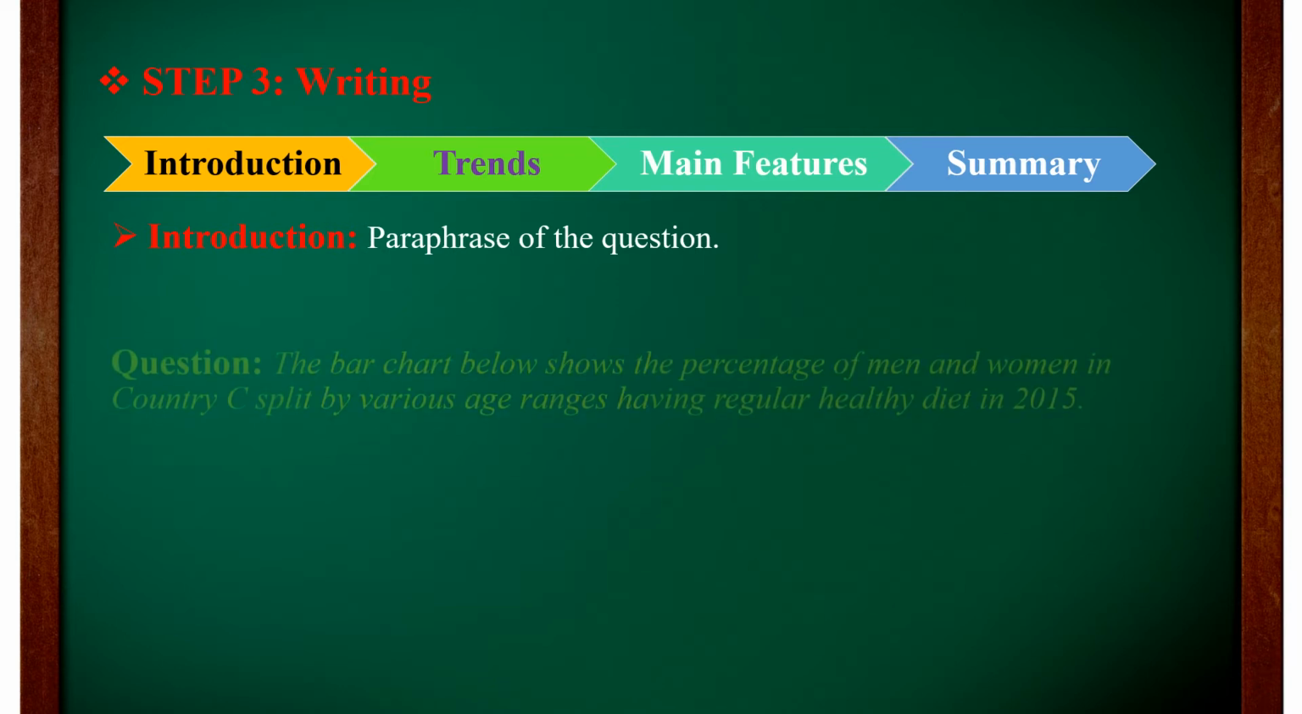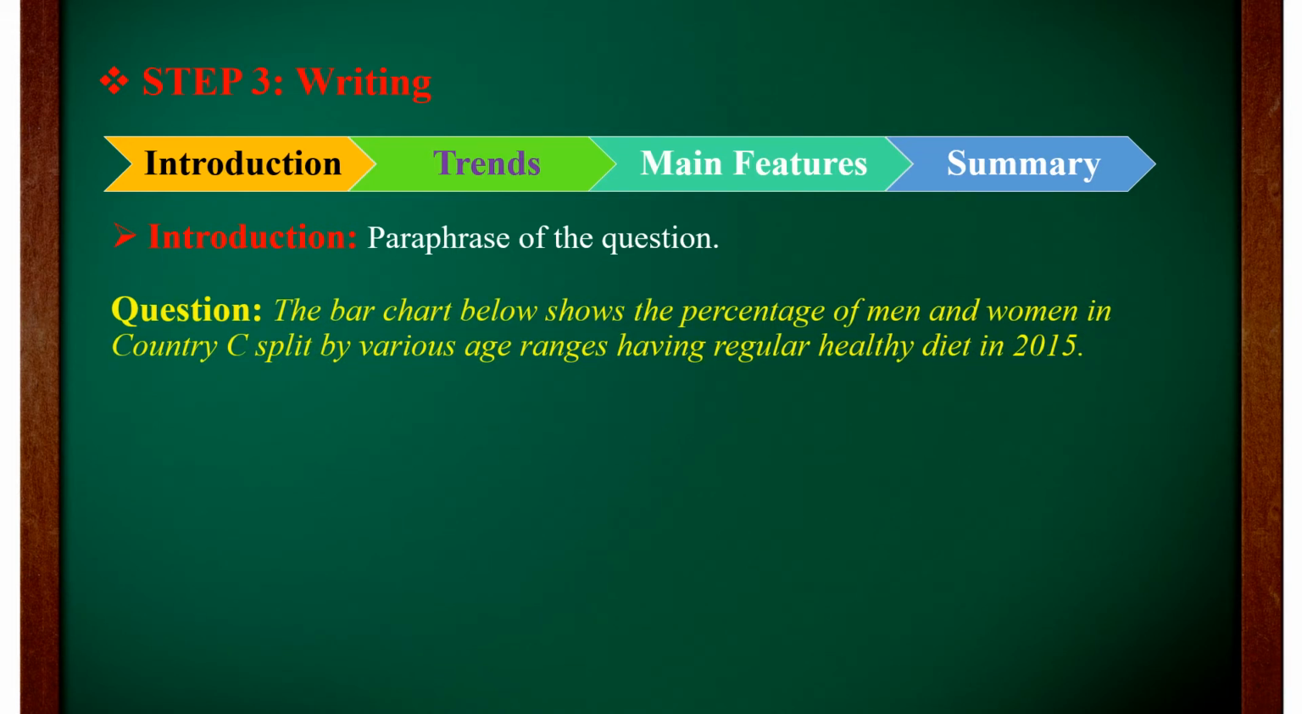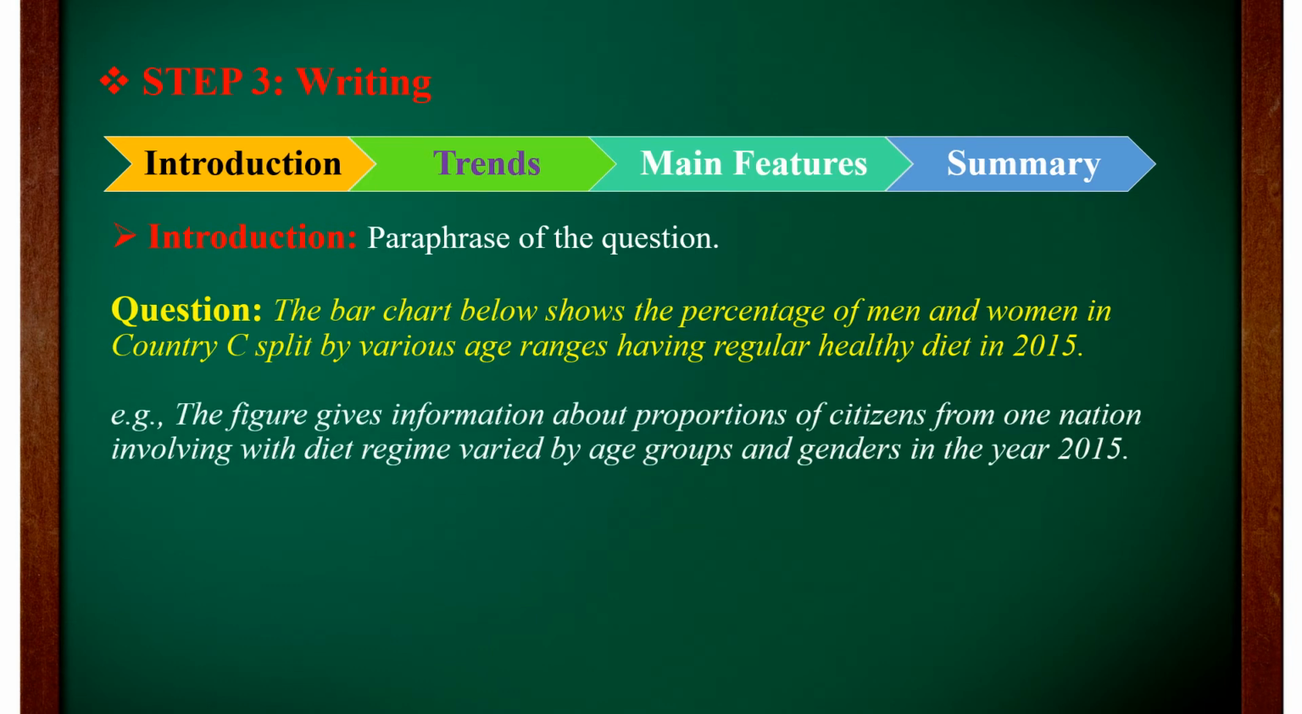The question is, the bar chart below shows the percentage of men and women in countries split by various age range having regular healthy diet in 2015. So how did I paraphrase this? I paraphrase it as: the figure gives information about proportions of citizens from one nation involving with diet regime varied by age group and gender in the year 2015.